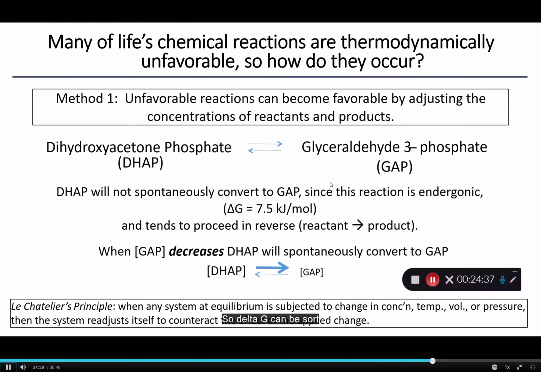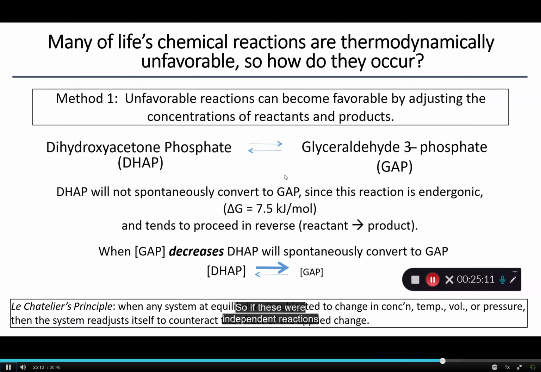And so delta G can be adjusted, and this can be a more spontaneous or favorable reaction if we front load the reaction with lots and lots of this, which will push the reaction more from DHAP to GAP. Therefore, delta G can be made negative by adjusting the concentrations of reactants and products. And this is the basis of why biochemical reactions are often in pathways.